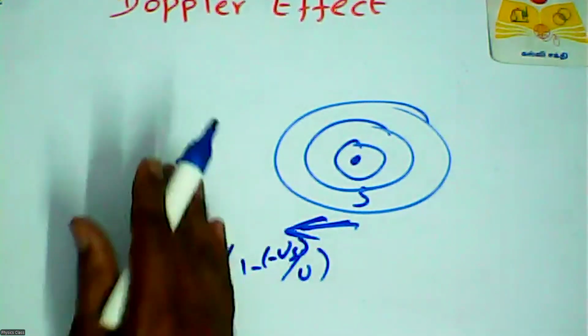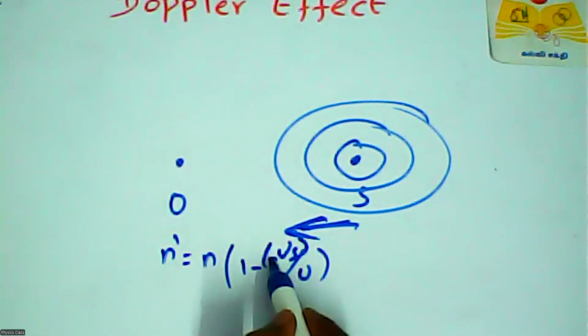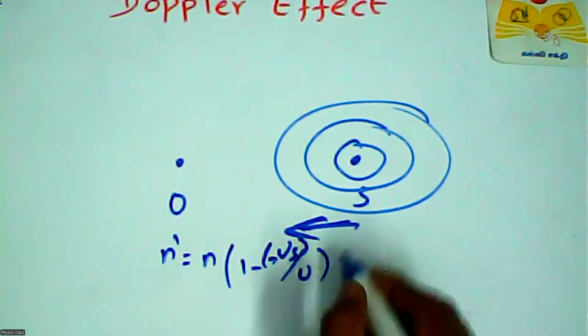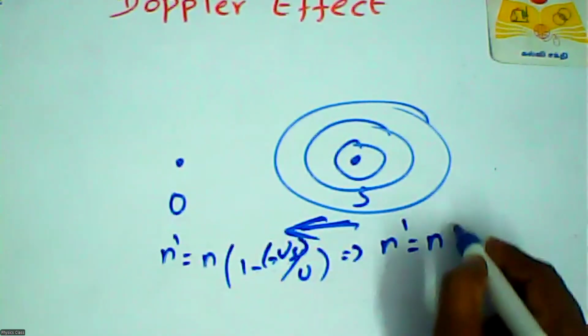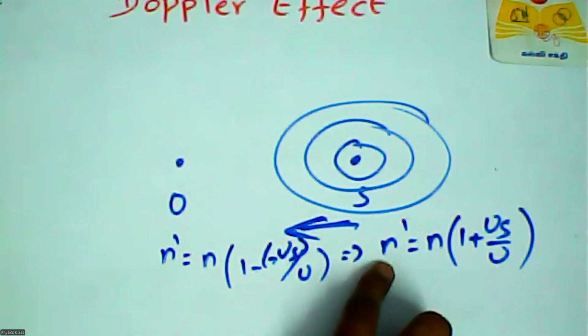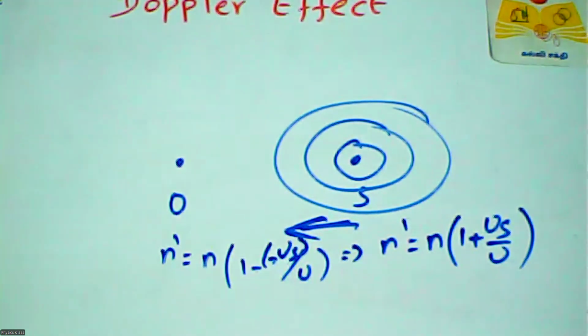In the previous case, the source was moving away from him, so plus Vs. Now the source is moving towards him, so we have to put a minus sign. Minus sign means opposite direction. So 1 minus of minus Vs by V, minus into minus is plus. This becomes n dash equal to n into 1 plus Vs by V. This is the apparent frequency whenever the observer is at rest and the source is moving towards the observer. Here it is the plus sign; if moving away, there is a minus. This is the case for source in motion and observer at rest.